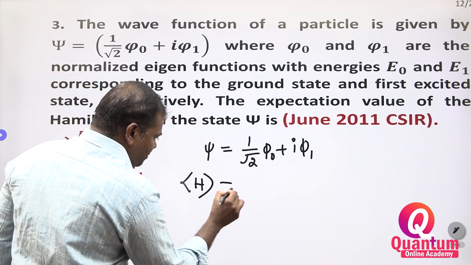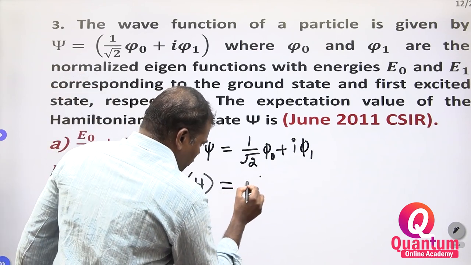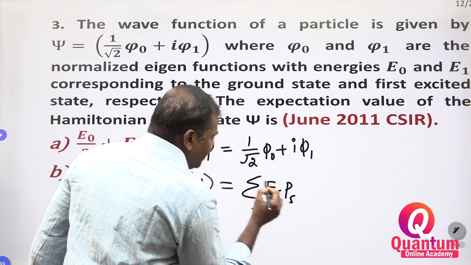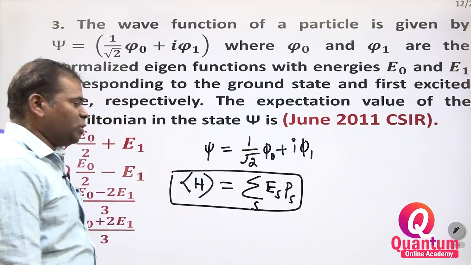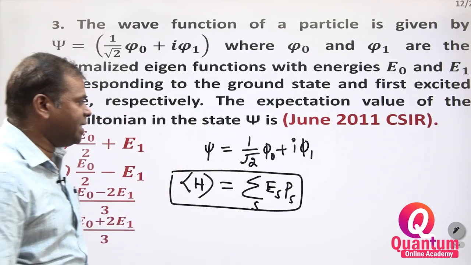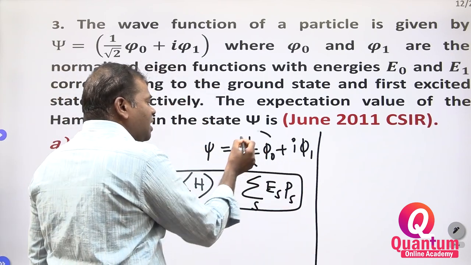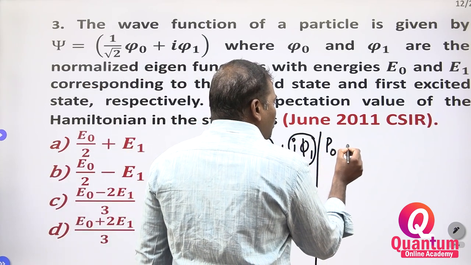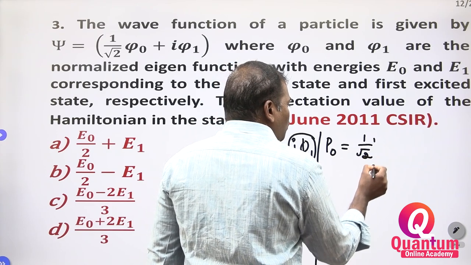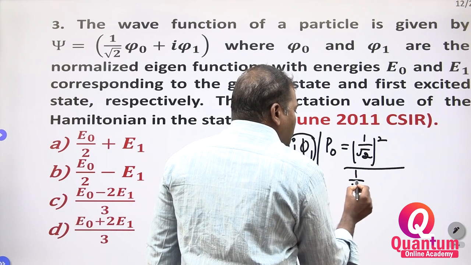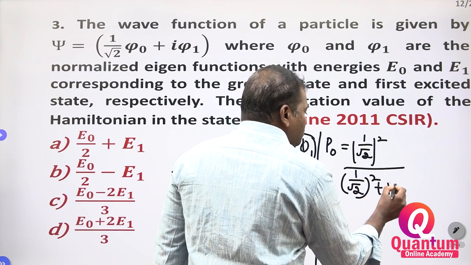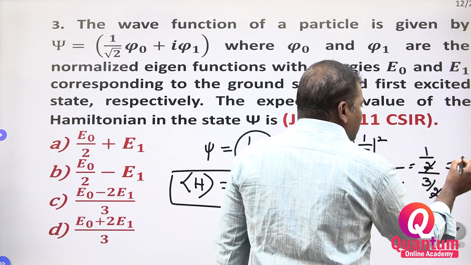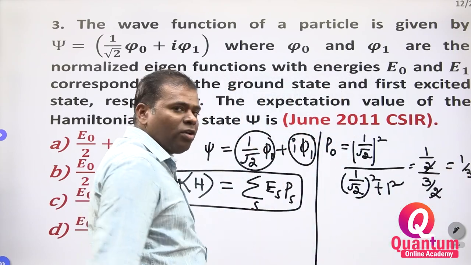The expectation value of the Hamiltonian, there is a formula. What is the formula? Summation over s of Es Ps. This is the expectation value of the Hamiltonian. How do we calculate the probability? First, our wave function depends on two quantities. The probability of the first quantity, P0, is equal to (1 by root 2) whole square divided by (1 by root 2) whole square plus 1 square, which is 1 by 2 divided by 3 by 2. 2, 2 get cancelled. 1 by 3 is the probability of the first quantity.